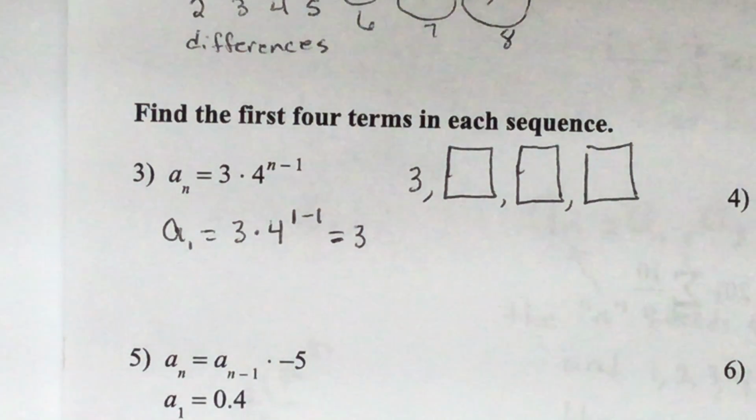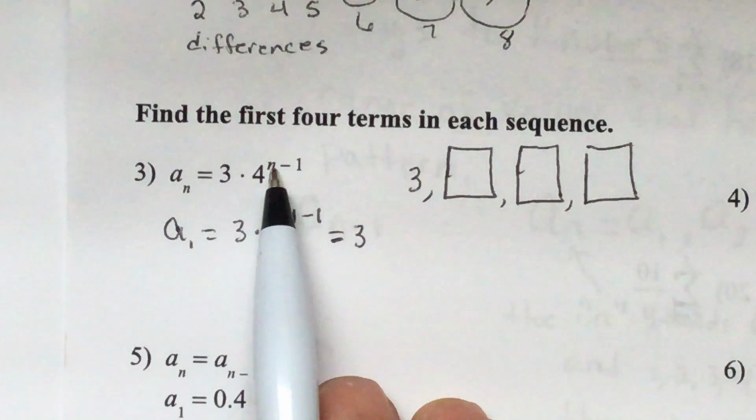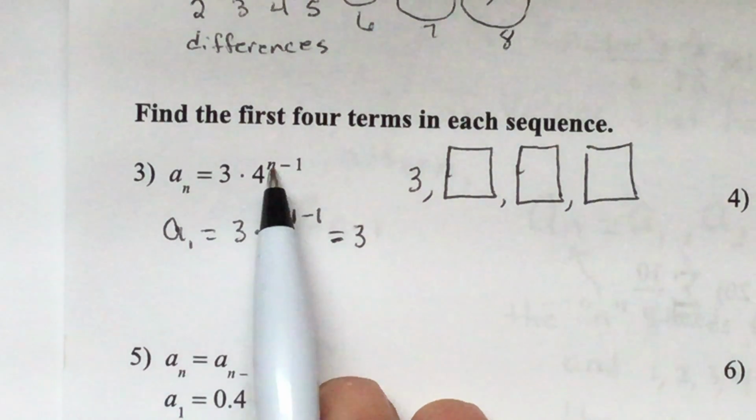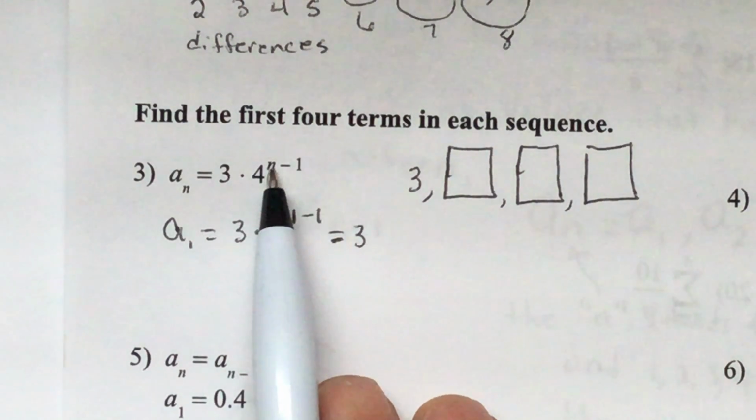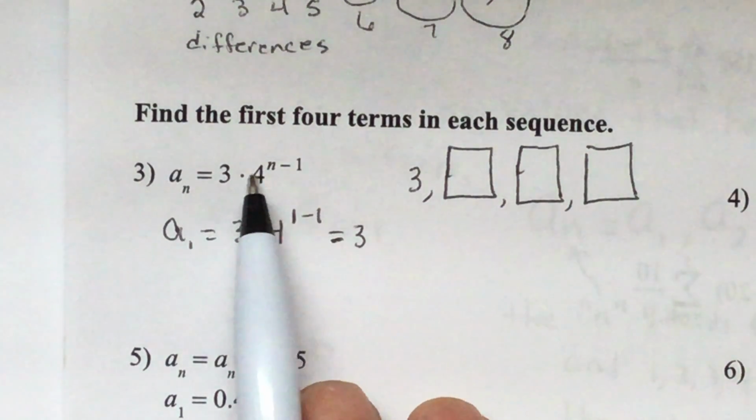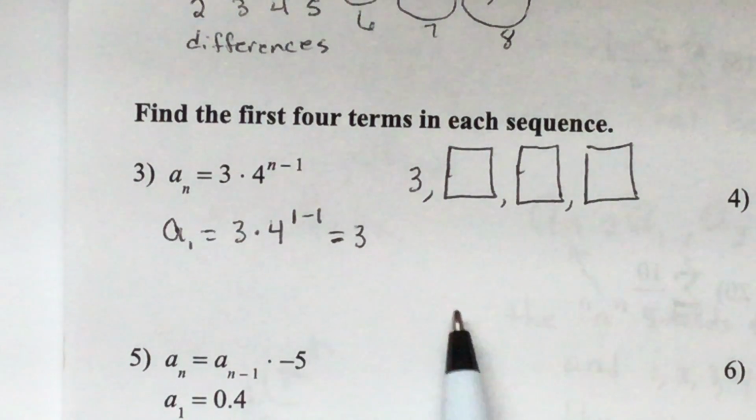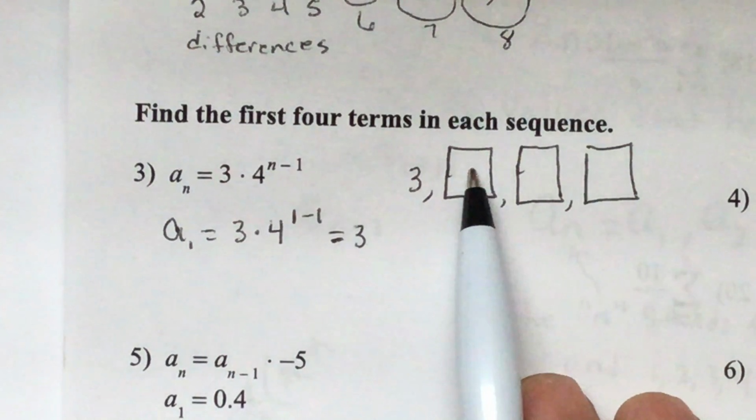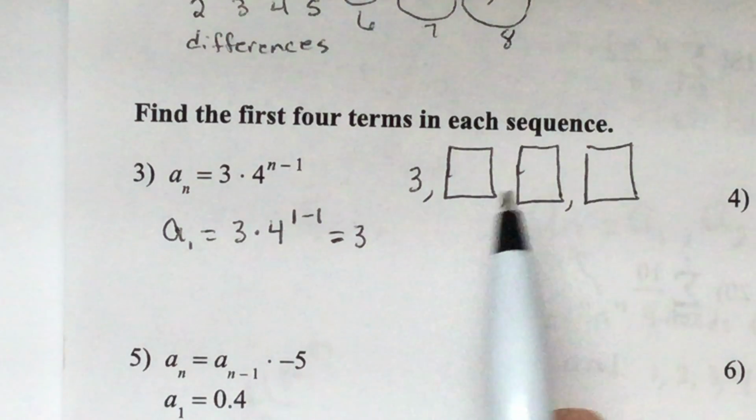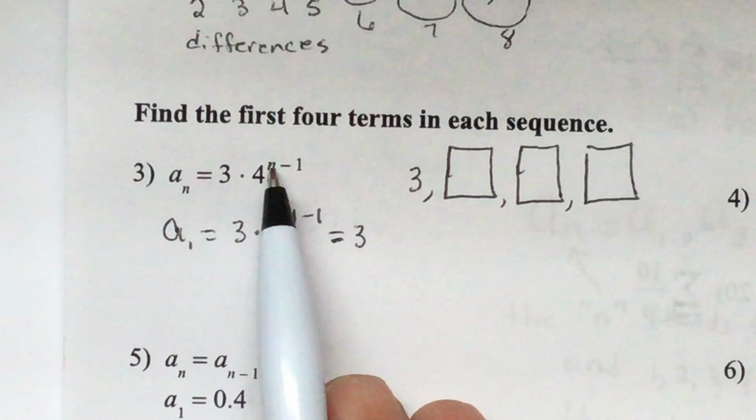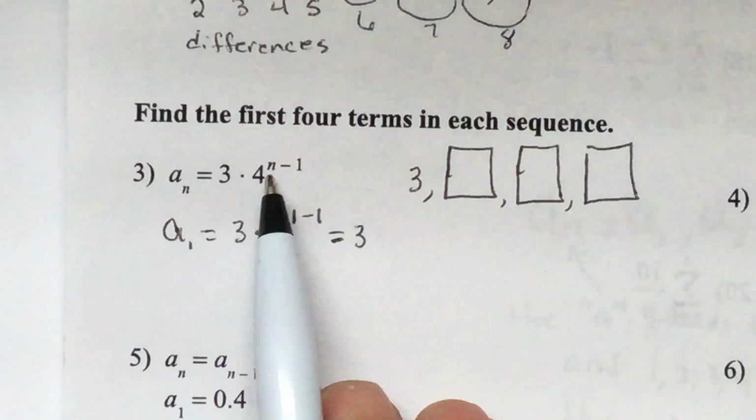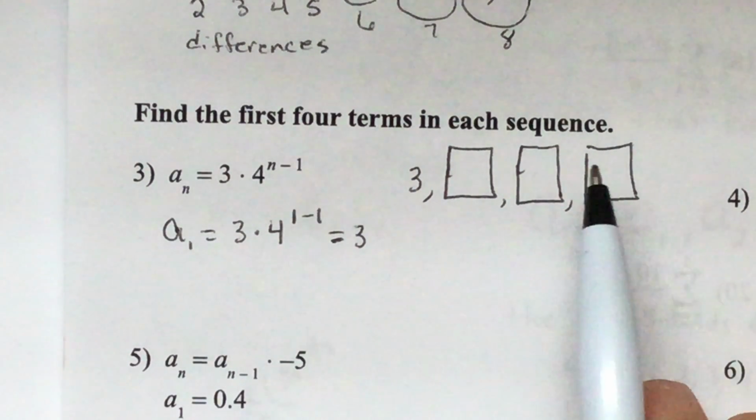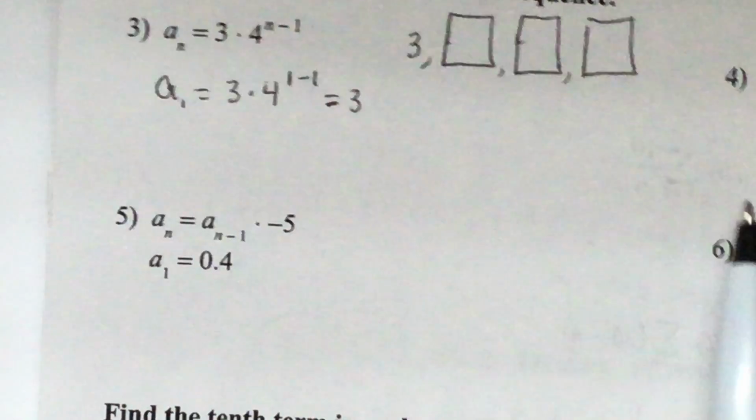To get the second one, now you replace the n with a 2. 2 minus 1 is 1. 4 raised to the first power is 4, times 3 is 12. So 12 would go there. Now it's time for the third one. 3 minus 1 is 2. 4 raised to the second power, 16. 3 times 16, write it there. And that's how you'll do these.